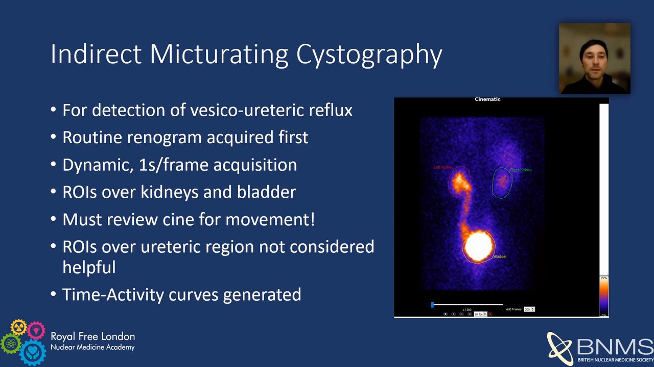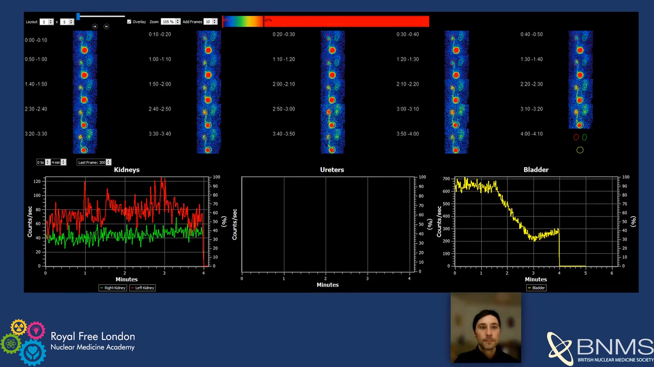ROIs are placed around the kidneys and bladder with careful attention paid to any movement. ROIs over the ureters are not considered helpful. Time activity curves are then generated. On this display, each image represents the sum of 10 1-second frames. Time activity curves show activity in the kidneys and the bladder.